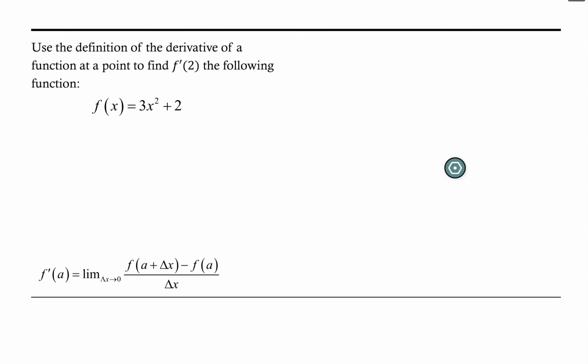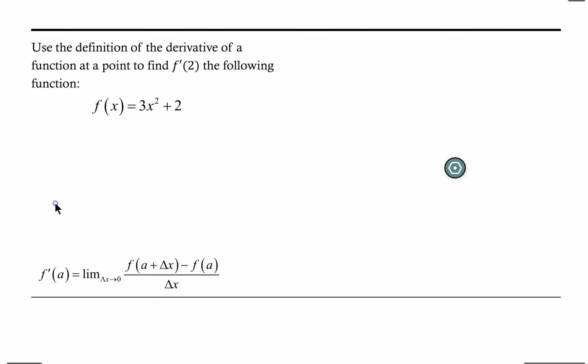Let's look at an example of using the definition of the derivative of a function at a point to find f prime of 2 for the following function. F of x equals 3x squared plus 2.